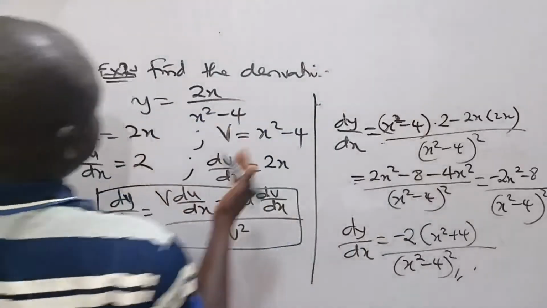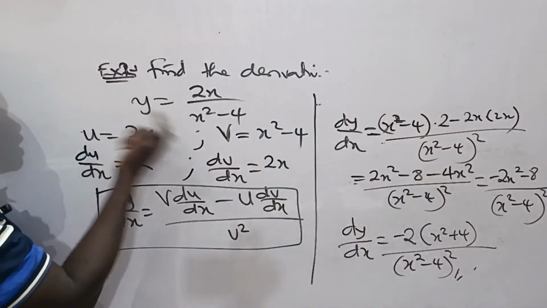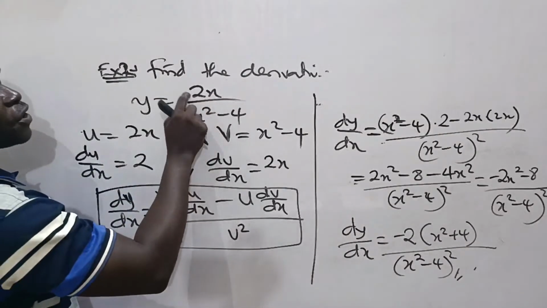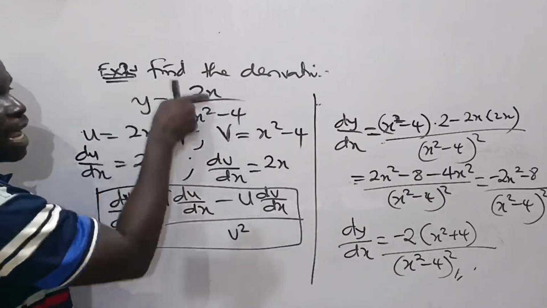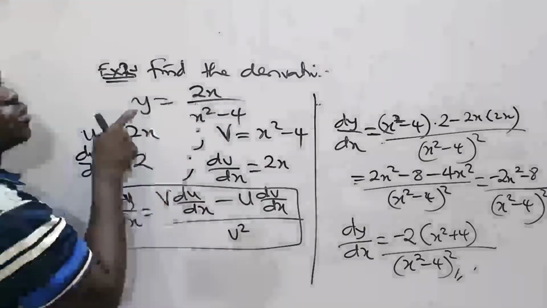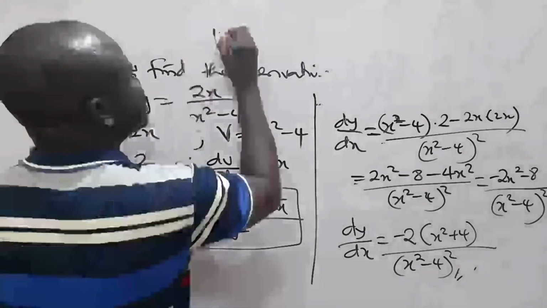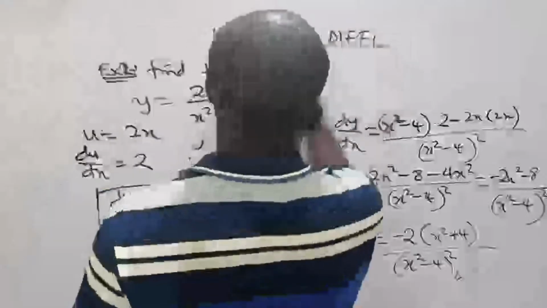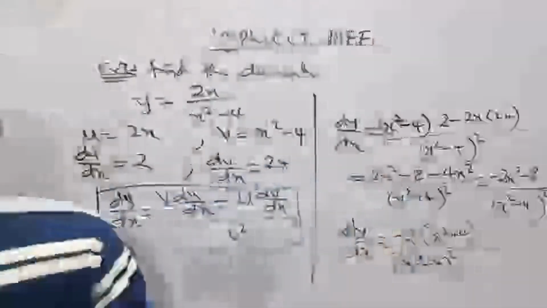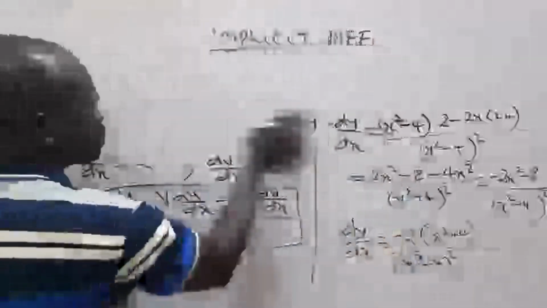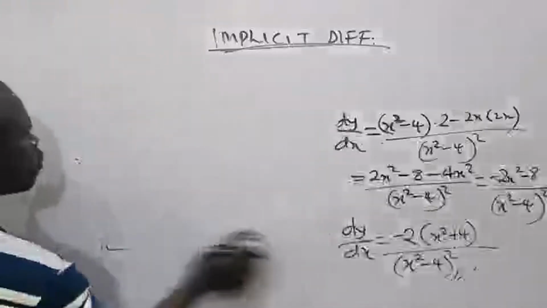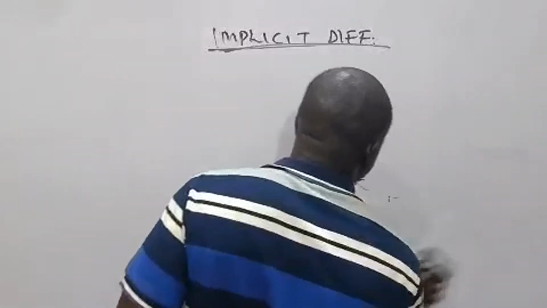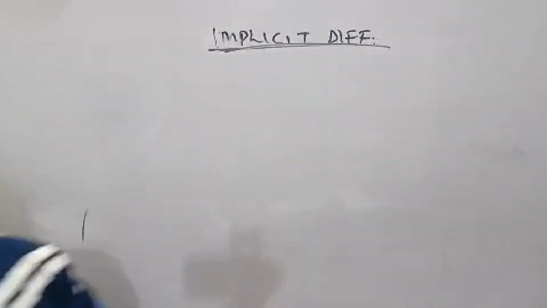In all the differentiation that we have considered, you realize that y is on one side, and every other thing on the right hand side is a function of x. y is dependent on x. But in implicit differentiation, what do we mean? We can have both x and y together, in the form of addition or as a product of x and y in a particular question.